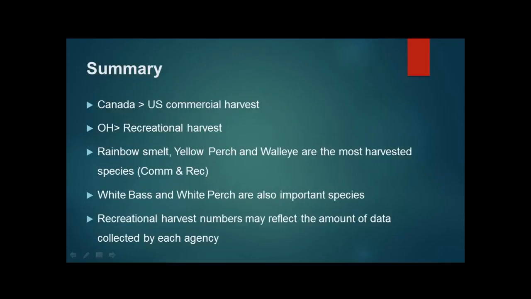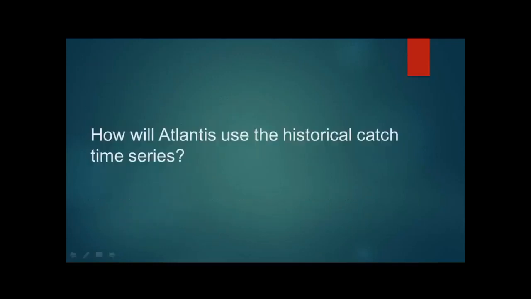One thing that I didn't come across when I was doing literature reviews was that white bass and white perch are also very important species. They're the top 5 of all the harvested species. They make about 23% of all the harvest. The recreational numbers might just reflect the amount of data that is collected by each management unit. Okay, so now you might be asking yourself, how is Atlantis going to use this information?